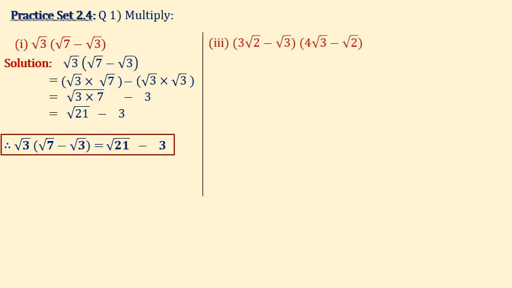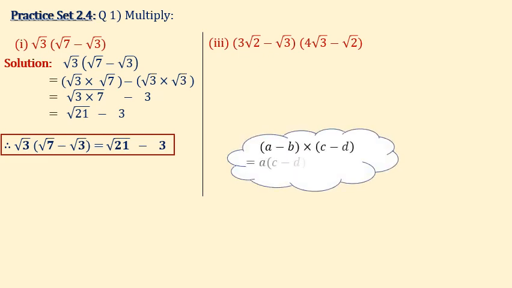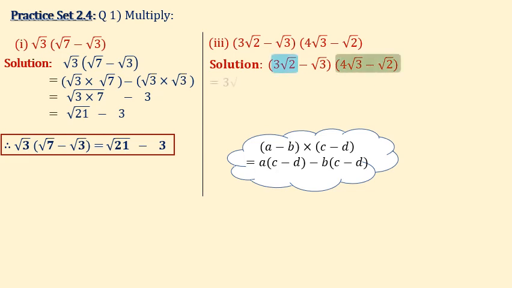Next question, we have two binomial quadratic surds. Now to multiply two binomials, for example, (a minus b) into (c minus d) is multiplied as a into (c minus d) minus b into (c minus d). That is, every term of the first bracket should be multiplied with the second bracket. So we first multiply 3 root 2 into the second bracket. Then we multiply minus root 3 into the second bracket.